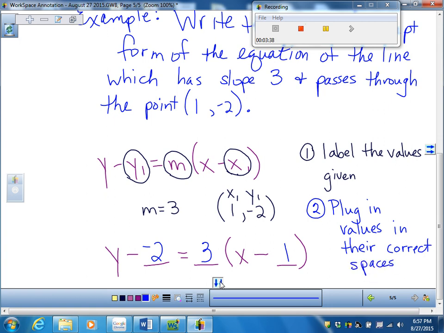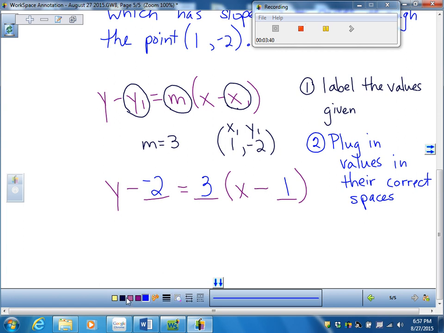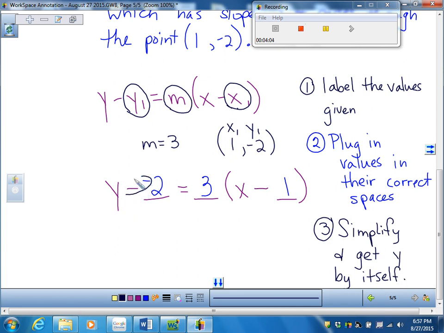And now for the next step we're going to simplify. Step 3, simplify. And then after we do that, we want to get y by itself. So, see the double negative right here? The double negative means that I have to change that to a positive. So that's really y plus 2, and that's equal to 3 times x minus 1.